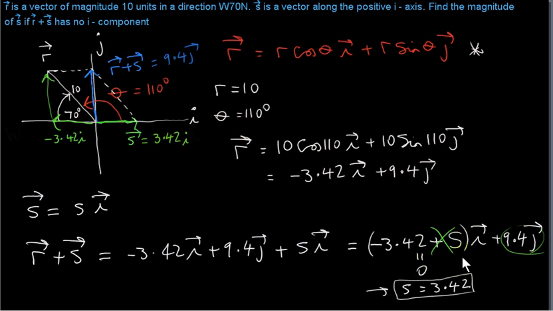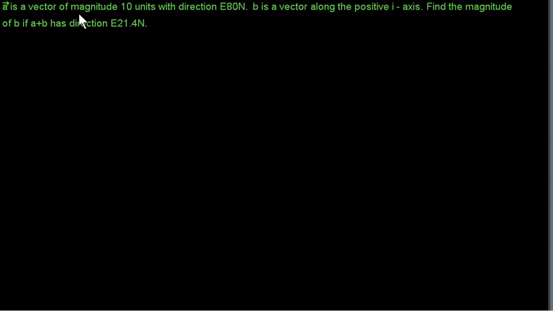A is a vector of magnitude 10 units with direction east 80 degrees north. B is a vector along the positive i-axis. Find the magnitude of B if A plus B has direction east 21.4 degrees north.